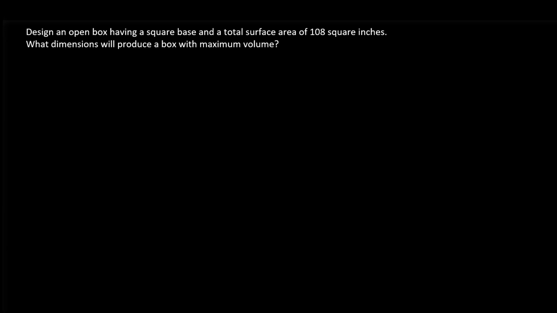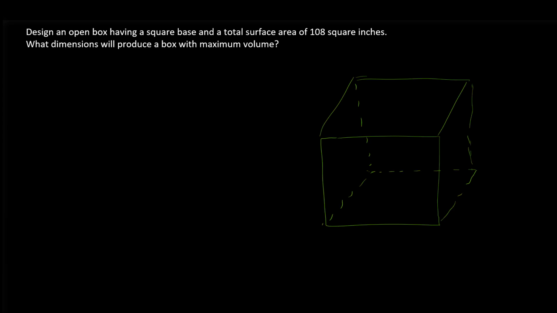Let's do another example. Design an open box having a square base and a total surface area of 108 square inches. What dimensions will produce a box with maximum volume? Suppose this is our box. Note that this is an open box. So the top of the box is open. And so the material that we use is only for the bottom and the sides of the box.